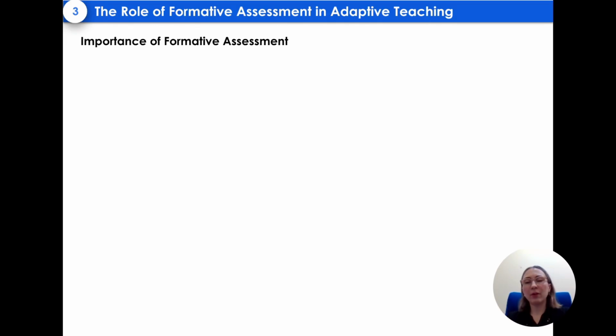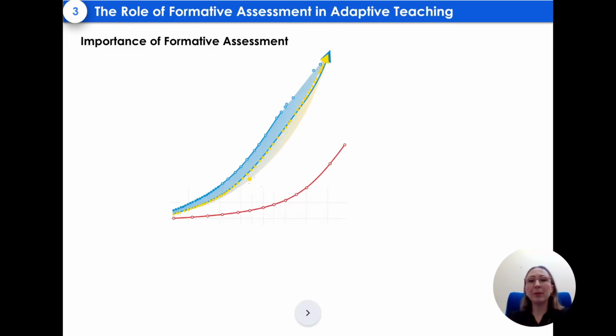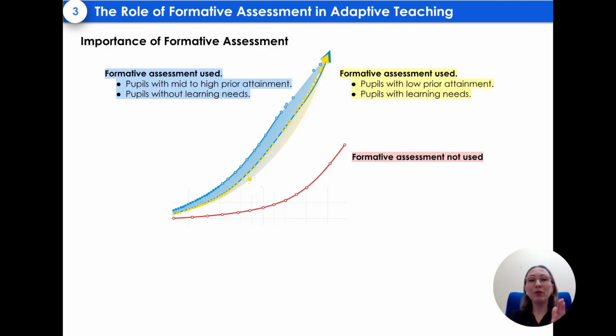So why is formative assessment so important? Obviously, I've already given quite a lot of reasons, and this graph is not a real graph. This is just to illustrate the main points. Formative assessment is really important because it improves the rate of learning of all pupils. In some studies, the rate of learning appears to be double what it is without formative assessment, when formative strategies are used for the right reasons and when they're used with fidelity. Also, the effect is greater for pupils with low prior attainment or pupils with learning needs. So it's a win-win to use this formative assessment as much as possible.